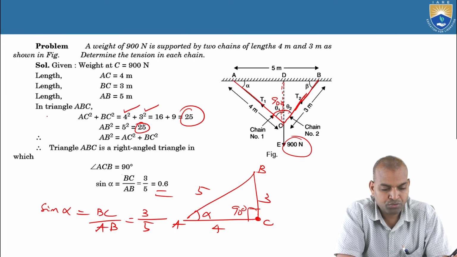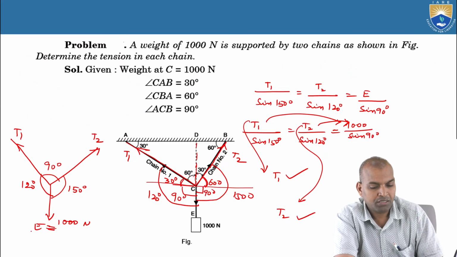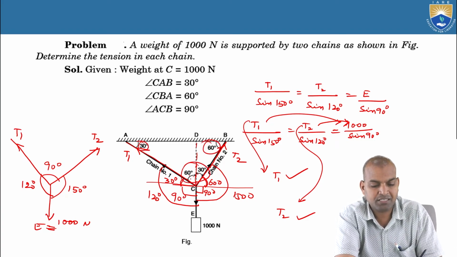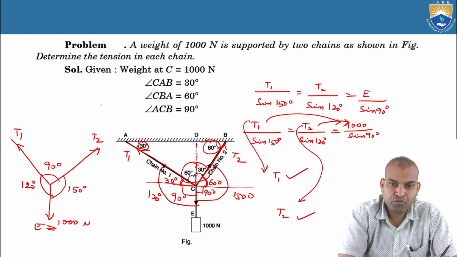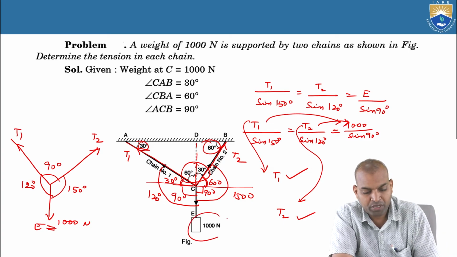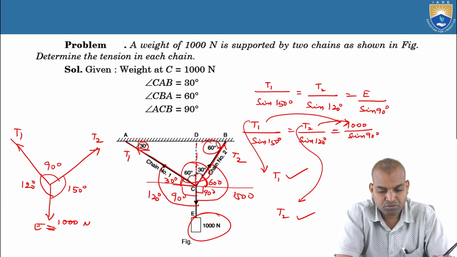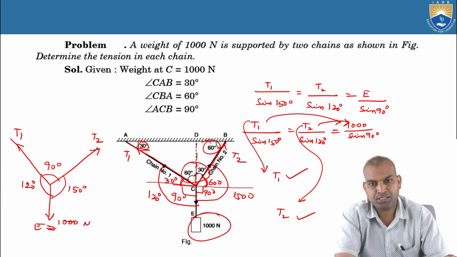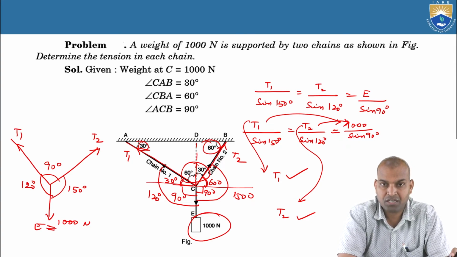And before model number 2, what is the speciality of model 1? In model 1, we got the angles between them as 30 degrees, 60 degrees, and here it is 90 degrees. We know the angles between them. We have to find the tensions of chain 1 and chain 2, provided we know a force of 1000 newtons here. So in model 1 angles are known. In model 2 angles are not known. The lengths of the chains are known and the distances between the chain connecting points are known.